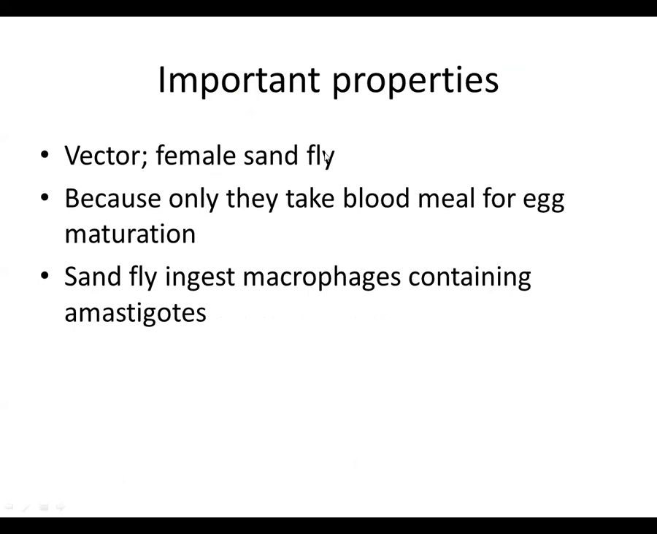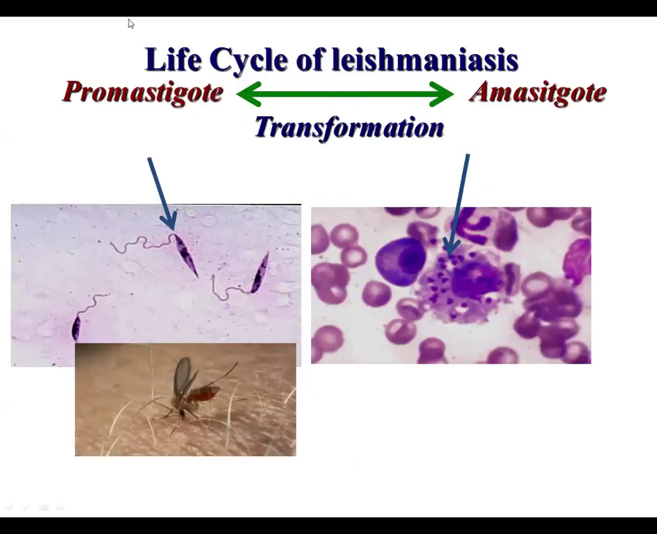The important property is that a vector is involved in the transmission of the disease, and the vector is the female sandfly, because only the female takes a blood meal for egg maturation. They take blood from the infected person, and then within the sandfly there is maturation of the egg. There is male and female gamete union, and that leads to egg maturation. The sandfly ingests macrophages containing amastigotes. I will explain all of these. So this is the life cycle of leishmaniasis.